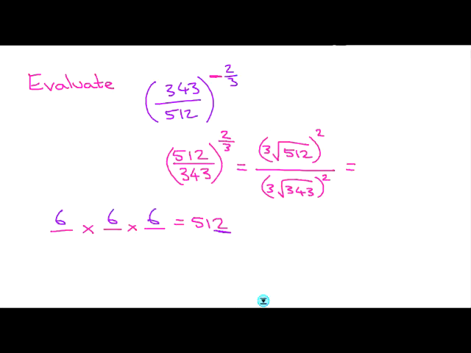6 times 6 is 36. The last digit of 36 is 6. Times that again, you get 36. I'm just looking at the last digit. So I know that 6 cubed is going to end in a 6, so it's not that. Let's get rid of those. It might make more sense when we actually find the one we want.